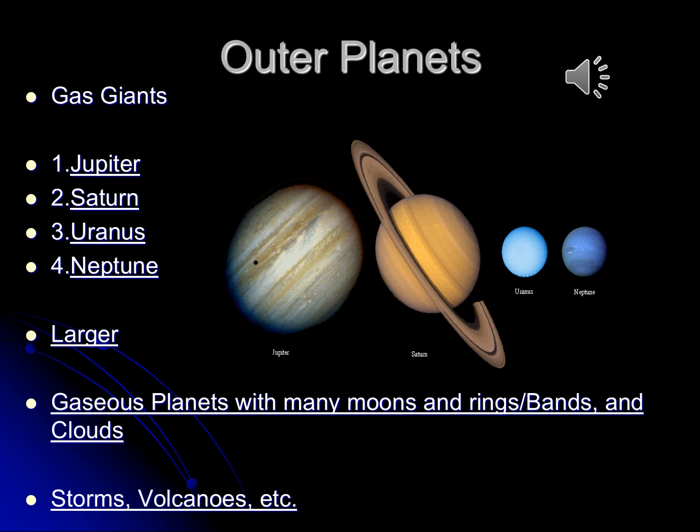If you remember, we talked about the mnemonic device, "My very educated mother just served us nachos." Well, now we're getting to the last part. Just served us nachos. Jupiter, Saturn, Uranus, Neptune.